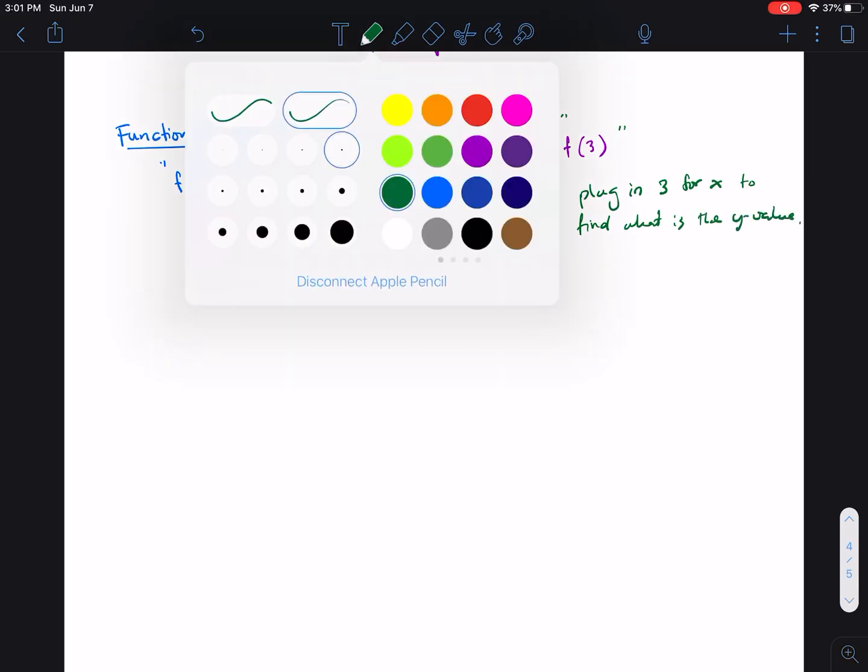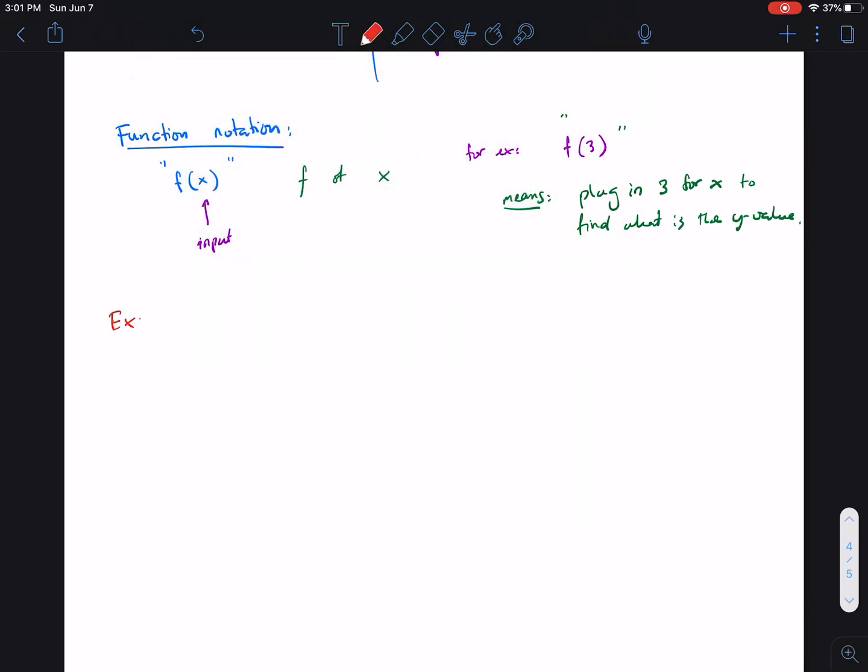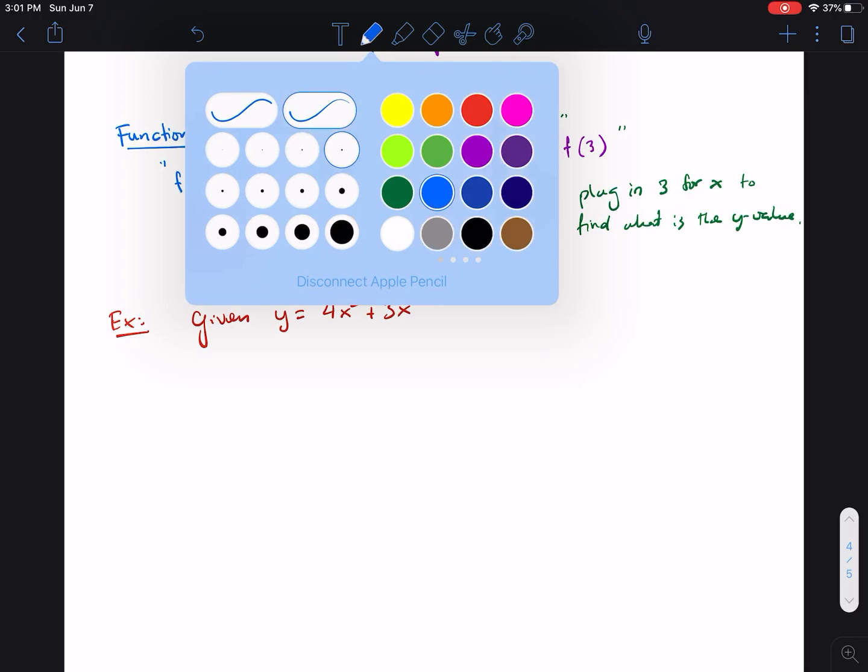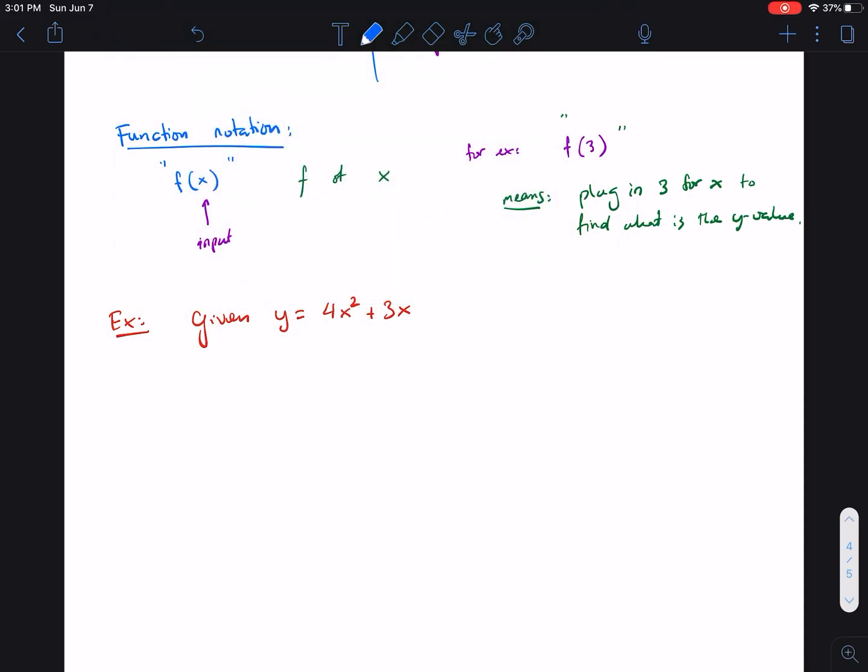So, example. Let's say we're given an equation, y equals 4x squared plus 3x. Suppose this is the equation. This will be a function, and we can graph it and do the vertical line test to make sure it's a function. We can do that, but we're going to skip all that stuff. I'm going to say this is a function. You're going to have to trust me on this one.